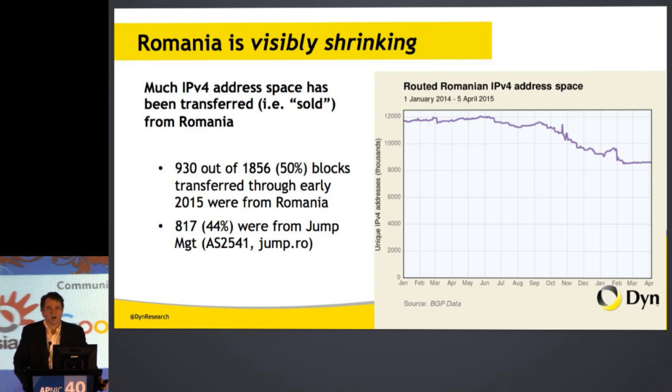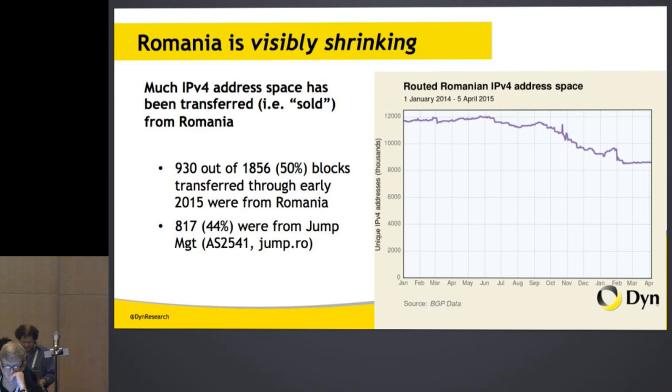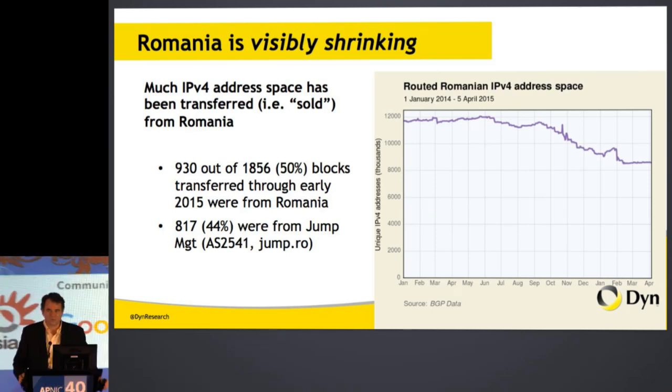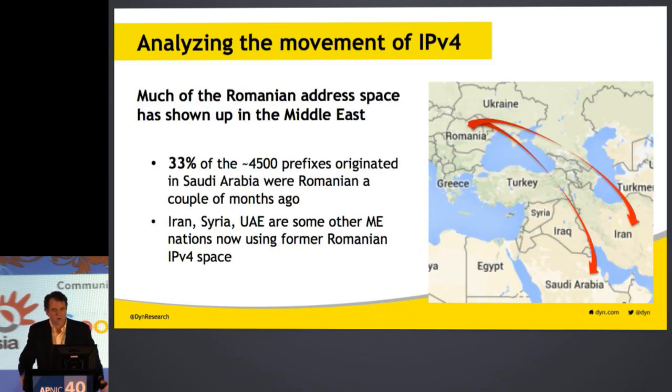And half the blocks in late 2014 through early 2015 that were officially transferred and listed at RIPE were actually from Romania. In fact, they were from a few providers who had figured this out with the help of some good brokers. And so the concentration was very high, and it actually had this visible impact on the evolution of their space. And where did it go? Well, they had a buyer.